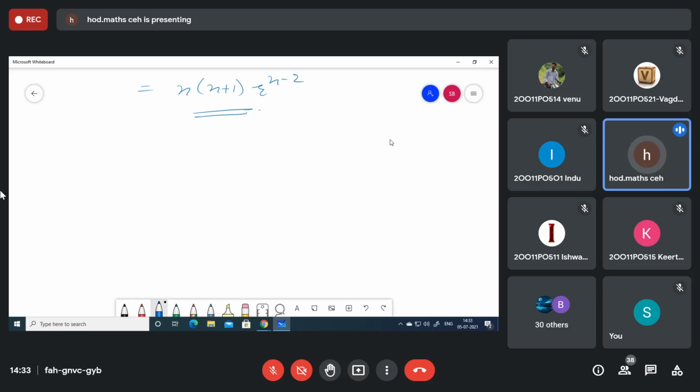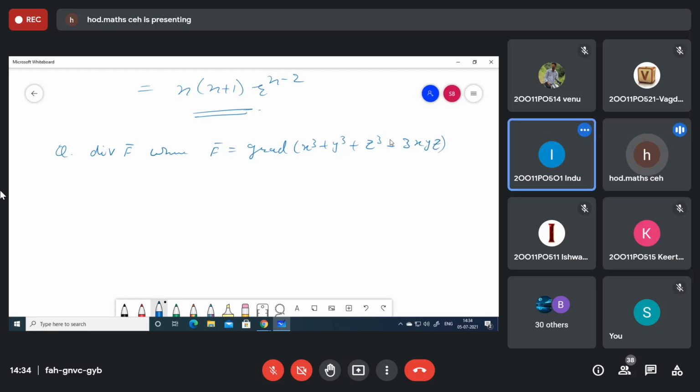So there are so many problems based on this one. Okay, you solve and tell me this one. Find divergence of f bar, where f bar is defined as gradient of x cube plus y cube plus z cube. This we have done already, no? Yes, ma'am. Same problem done. Okay, no need to solve them. Okay, solve this one.